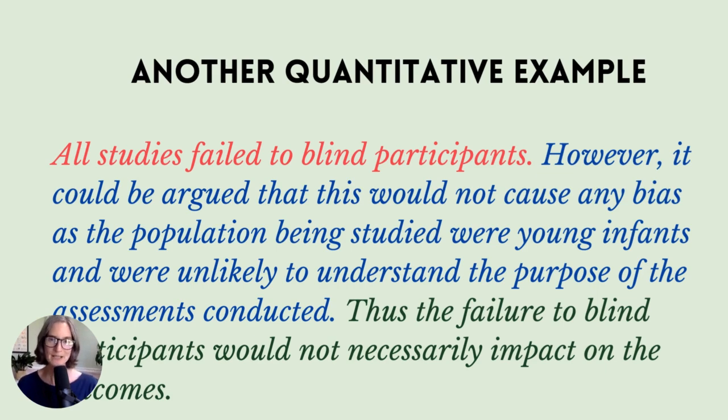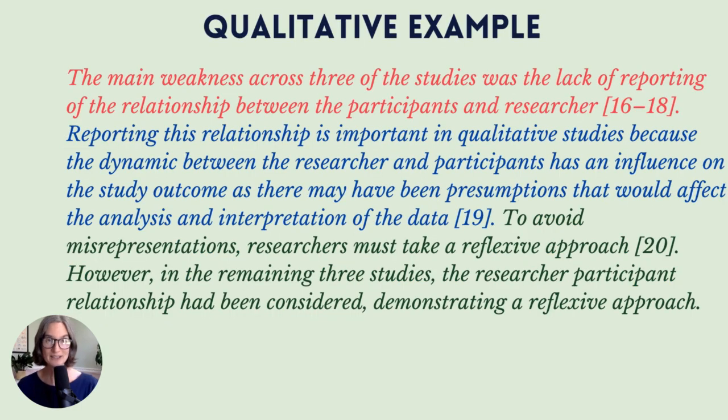Okay. Now let's have a look at a qualitative example. So, first, we're looking for the weaknesses. So, in red, the main weakness across three of the studies was the lack of reporting of the relationship between the participants and the researcher. And a top tip, normally in qualitative papers, this is a common weakness. They don't report on that relationship between the participants and the researcher, and it's an important part of quality for qualitative studies. So, that's the weakness in red.